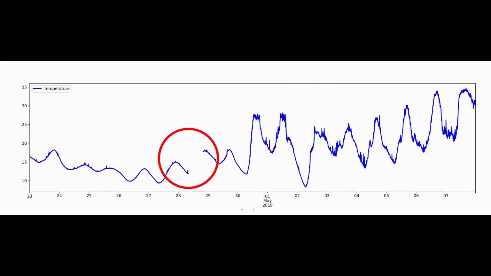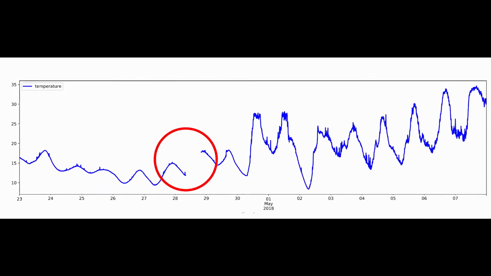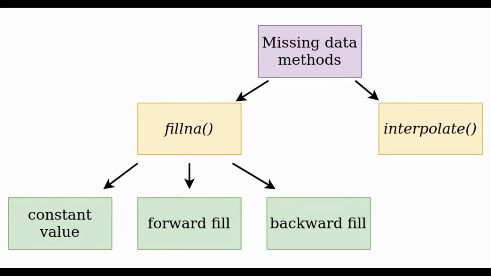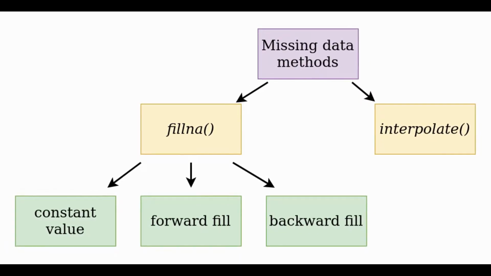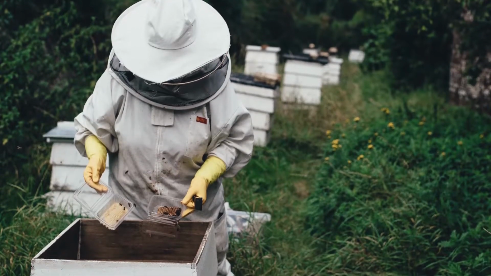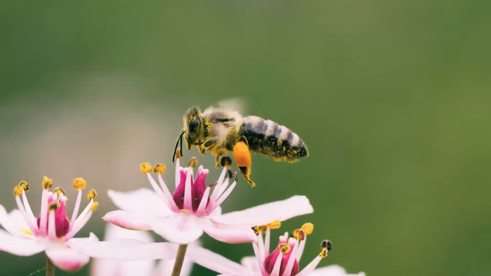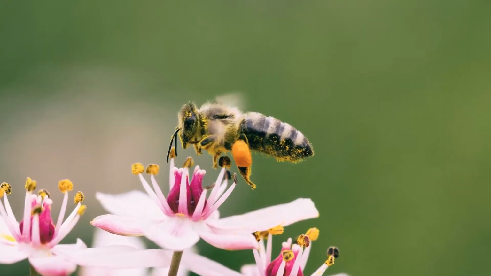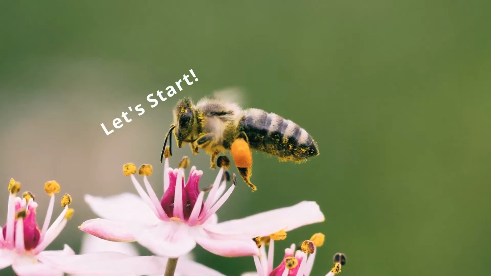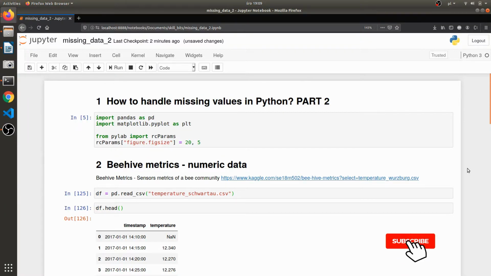This is the second part of how to handle missing data in Python. We'll focus on time series data and explore different ways of filling missing values. Our data concerns temperature measurements from a beehive. All links to code and dataset are in the description below. This is our data for today's exploration.